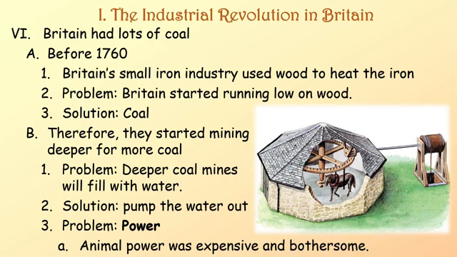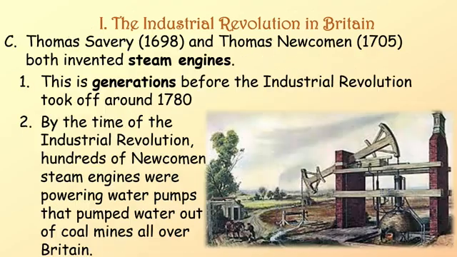The problem with pumping the water out of these coal mines was power. Animal power was expensive and bothersome. And here's a picture of an animal-powered water pump pumping water out of a coal mine. So Thomas Savery in 1698 and Thomas Newcomen in 1705 both invented steam engines. And this is generations before the Industrial Revolution actually took off around 1780. By the time of the Industrial Revolution, hundreds of Newcomen steam engines were powering water pumps that pumped water out of coal mines all over Britain.